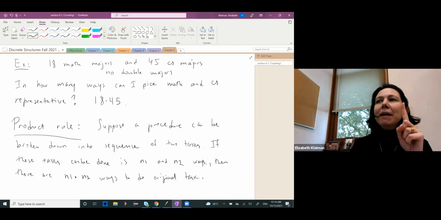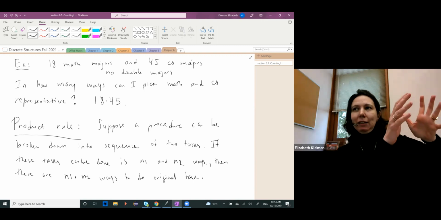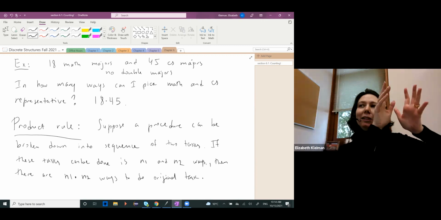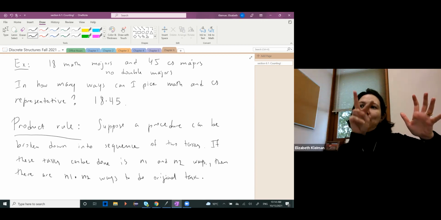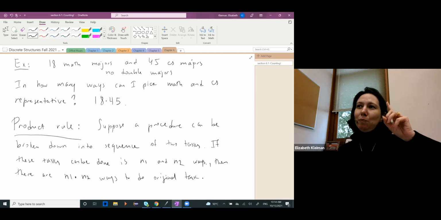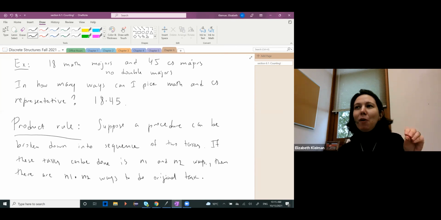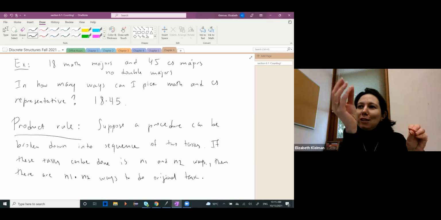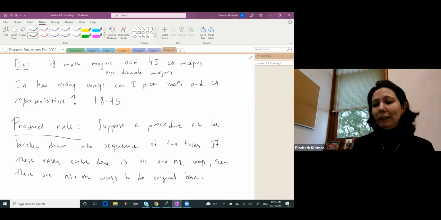So assume I picked my math major. Here he is standing in front of me. I can still do the combination of this one major with 45 of my CS students, correct? So there are 45 options for him. But this is only one version of picking the one math person from 18. The second person from math I pick also will have 45 options for the CS student he's going to be working with. So it's product rule. So you multiply them together.